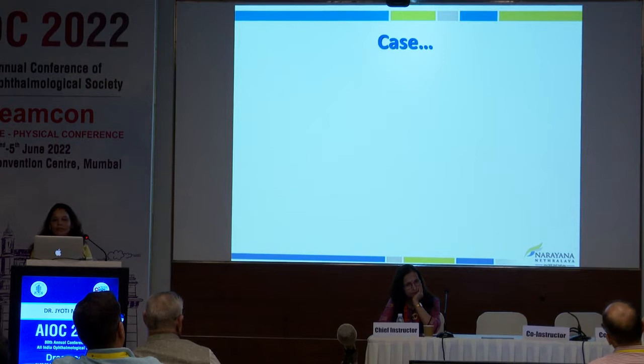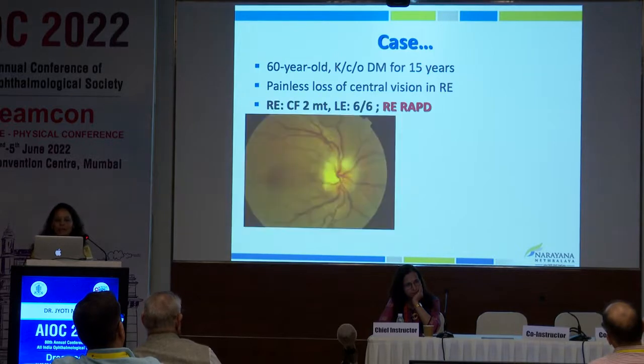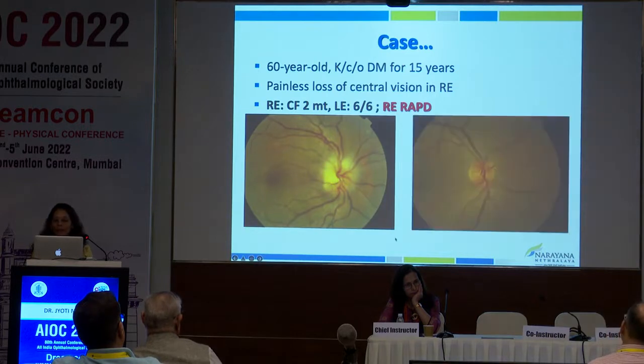So let's look at this case, a 60-year-old known case of diabetes for 15 years, painless loss of central vision. You can see right eye vision is less and has right eye RAPD. So now, as I said, you have a sectoral edema. See this? This is affected. At that time, what is important is looking at the other eye. Other eye, if you see the disc, there is hardly any cup. When you have something like this, there's an increased risk that this eye also will develop a NAION.